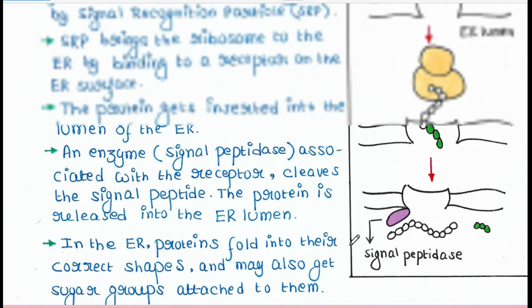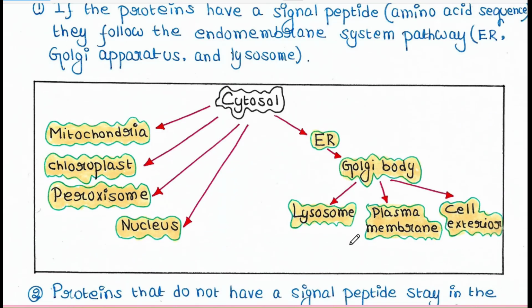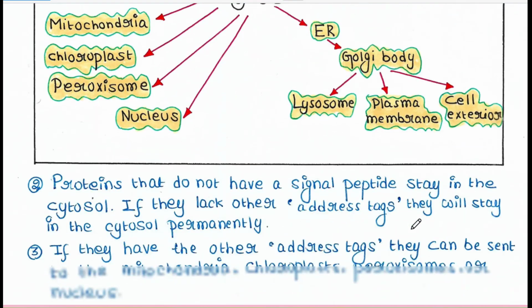So we have seen here how proteins from the cytosol are transported to the ER, Golgi body, lysosome, plasma membrane and cell exterior. So this pathway is clear now.